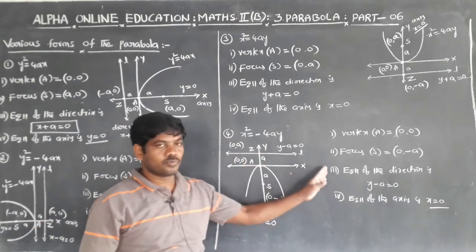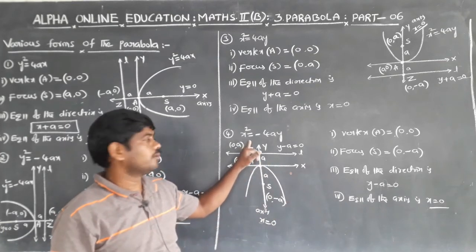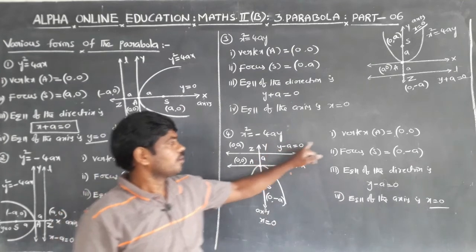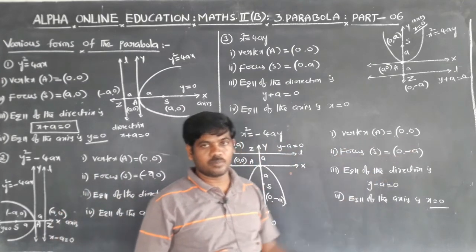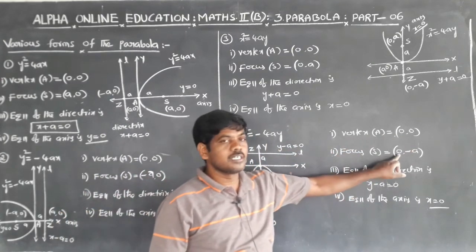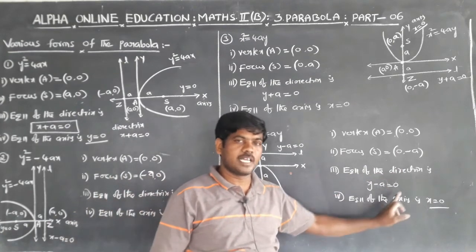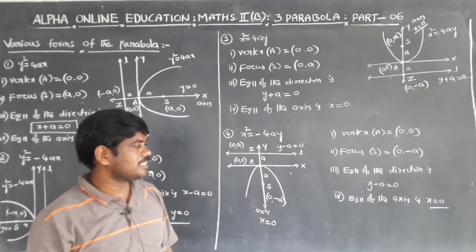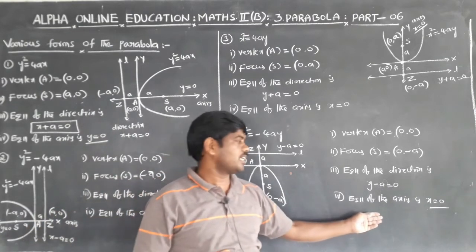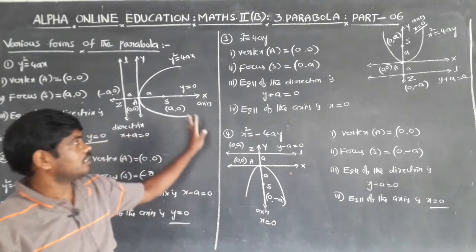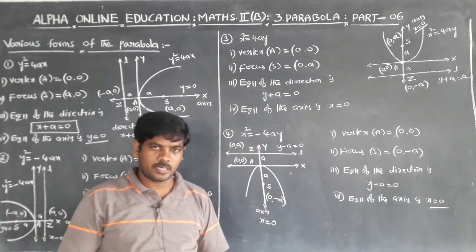These are the four formulas for the parabola x square is equal to minus 4ay. Vertex A 0 comma 0. Focus 0 comma minus a. Equation of the directrix y minus a is equal to 0. Equation of the axis x is equal to 0.